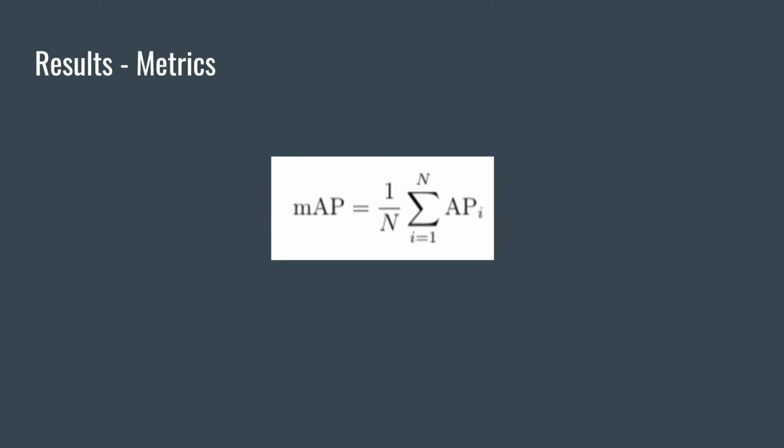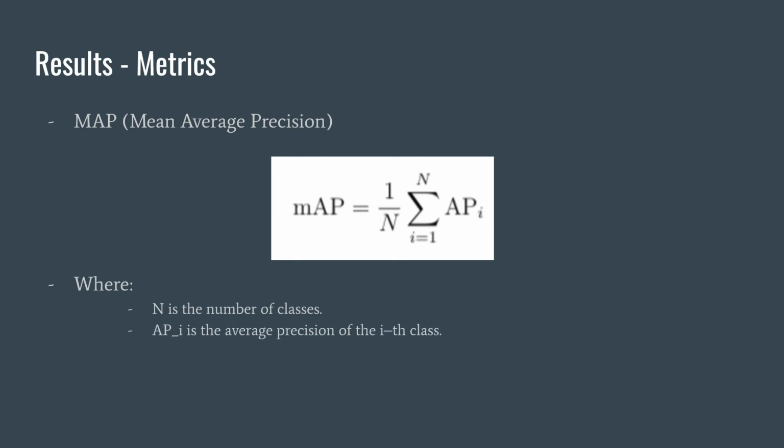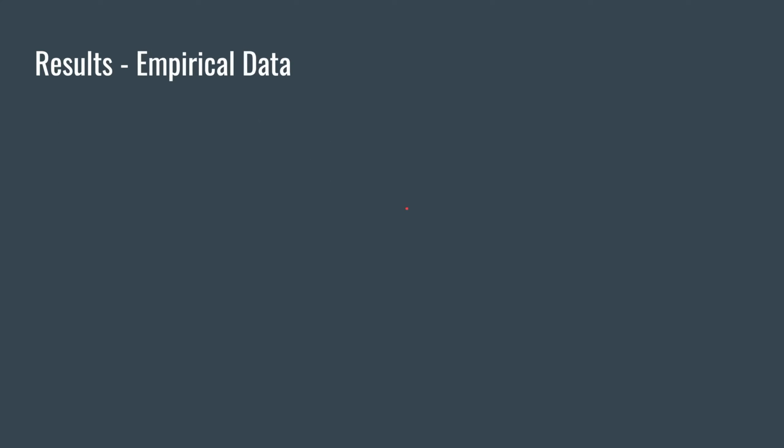The second metric we have is MAP, which is short for mean average precision. What this does is it basically measures the accuracy and correctness of each query. So what we're doing here is going through each of the classes 1 through N, taking the average precision, AP, that's what it stands for, of the ith class, and then normalizing it by the number of classes that we have. So now that we know what metrics we're using, I'll go ahead and jump into the empirical results that we got.